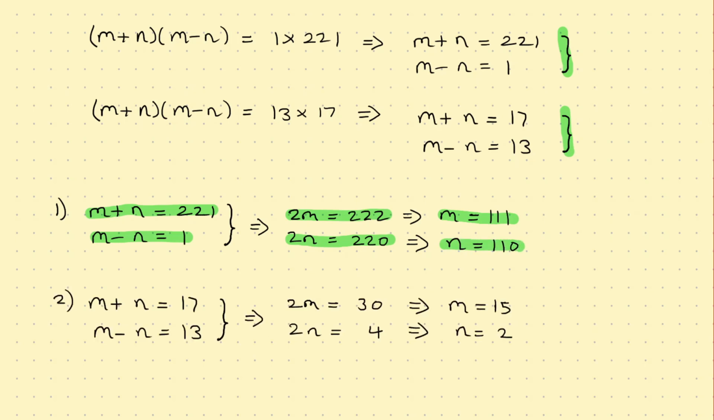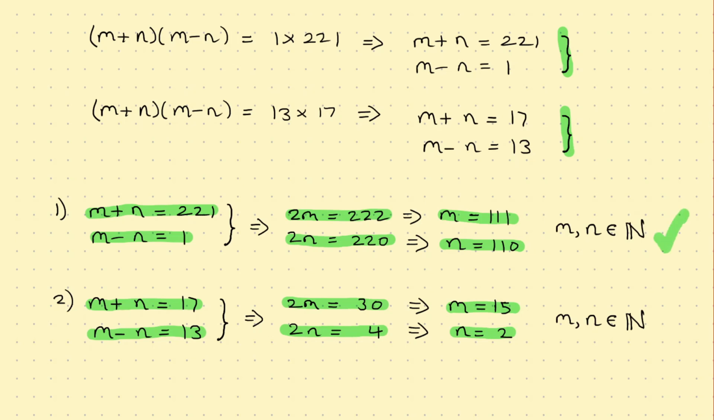And in the second case, m plus n equals 17, m minus n equals 13, then we get 2m equals 30 by adding, so m equals 15, 2n equals 4 by subtracting, so n equals 2. And notice that in both cases, m and n are positive integers as required, so these are valid solutions.